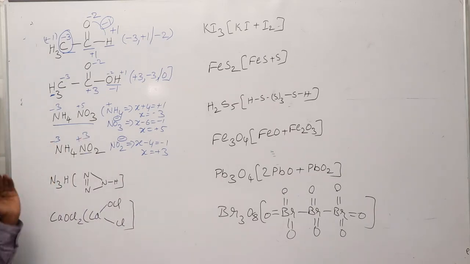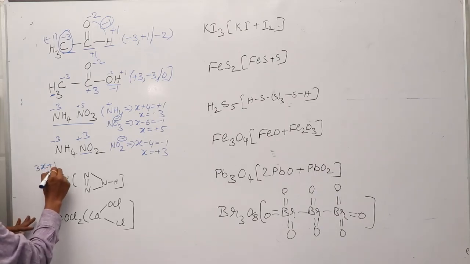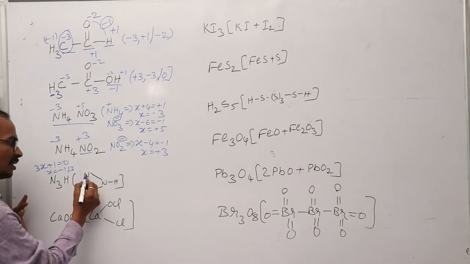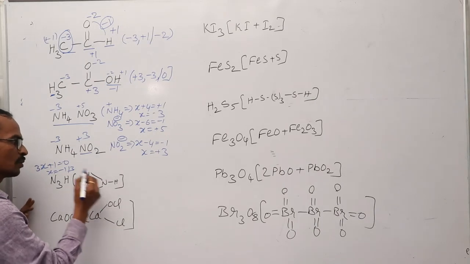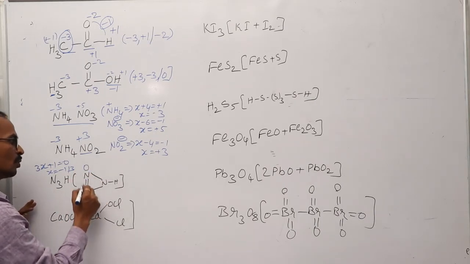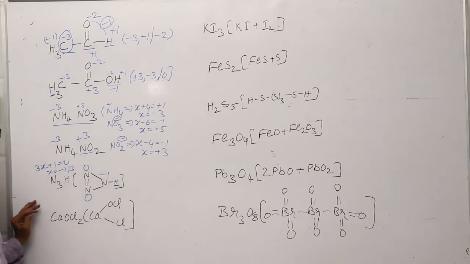In hydrazoic acid, if the average oxidation state of the nitrogen is asked, 3x plus 1 is equal to 0, x is equal to -1/3. If individually they ask, this nitrogen is bonded to two other nitrogens, so here 0, here 0, due to this 0, here +1, so this nitrogen is having -1.